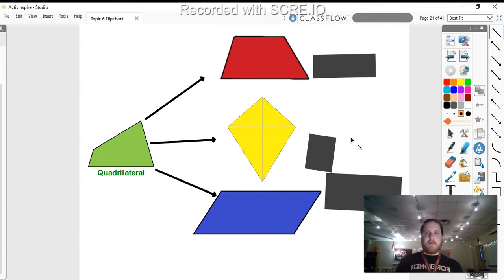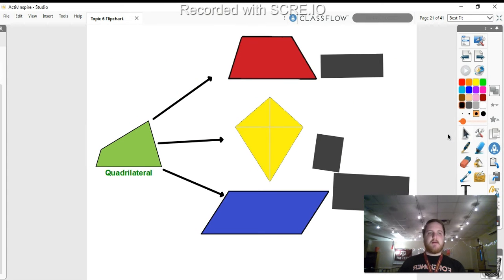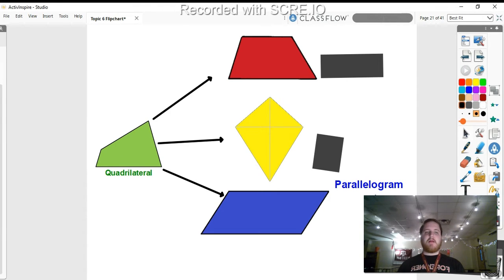All right, we're looking at the last section of the topic 6 notes, talking about polygons, and we're talking about quadrilaterals. Now, the other day we talked about parallelograms. That was one of our subcategories of quadrilateral. Quadrilateral was the big overall category.